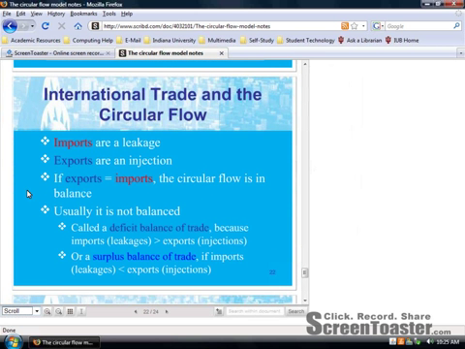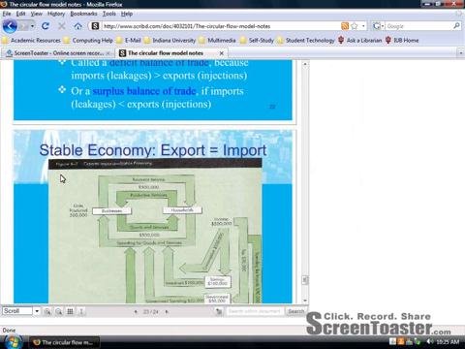And now we have international trade and the circular flow. Imports are a leakage, exports are an injection. If exports equal imports, the circular flow is in balance. Usually it is imbalanced, called a deficit balance of trade, because imports, which are leakages, are greater than exports, which are injections, or a surplus balance of trade if imports, leakages, are less than exports, injections.